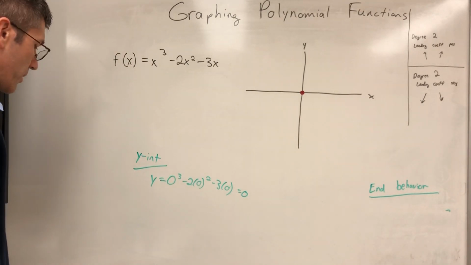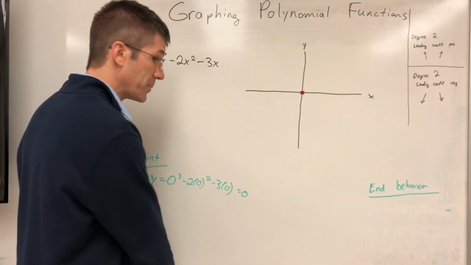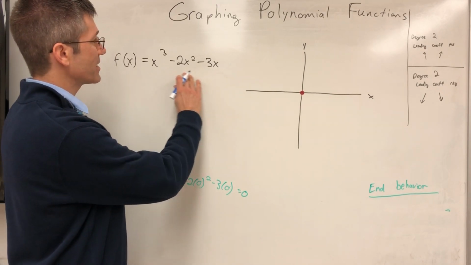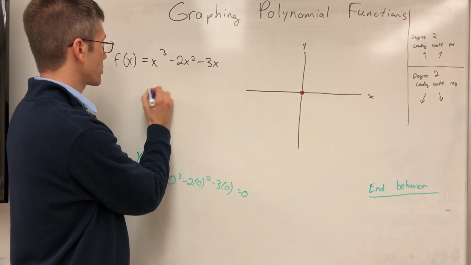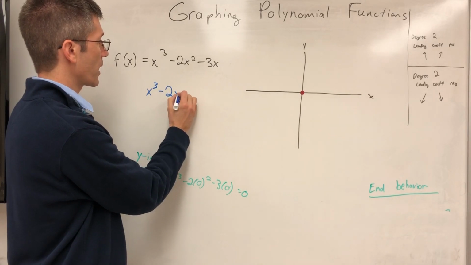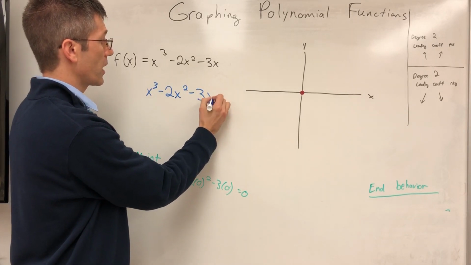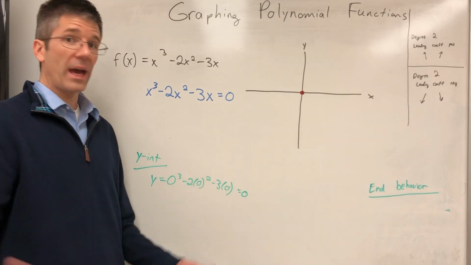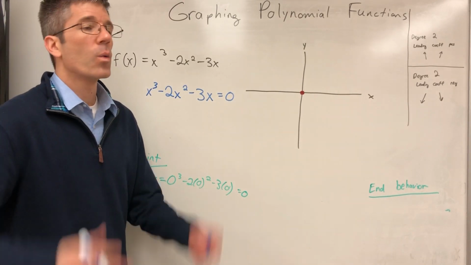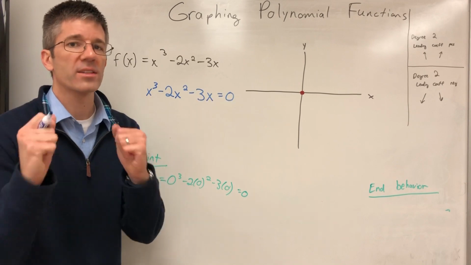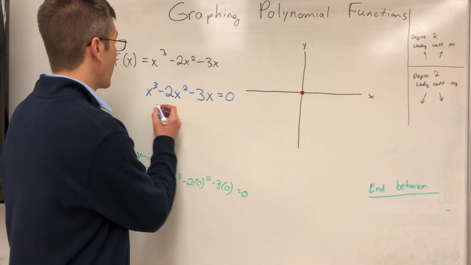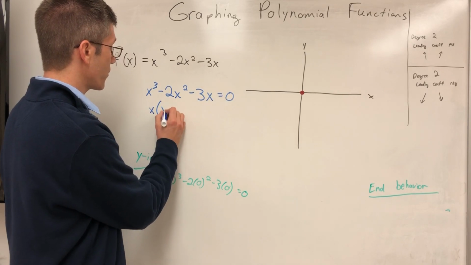So let's keep going. So we're going to set this equal to 0 and solve it. So x cubed minus 2x squared minus 3x equals 0. What are we going to do? Well, let's factor. How are we going to factor? We always look for a greatest common factor first, and I see it. It's x. Every term has an x, so we factor that out.